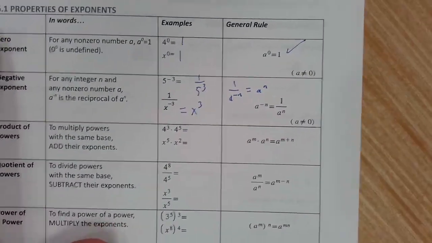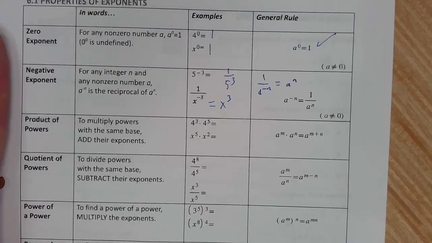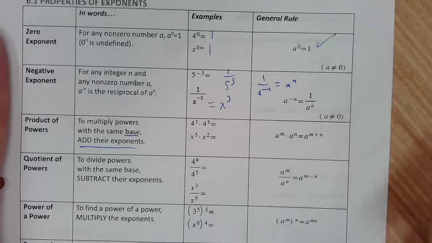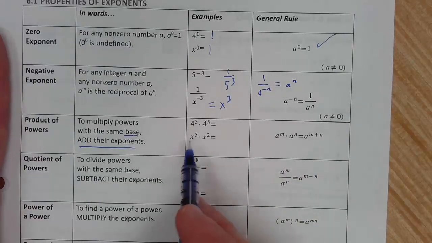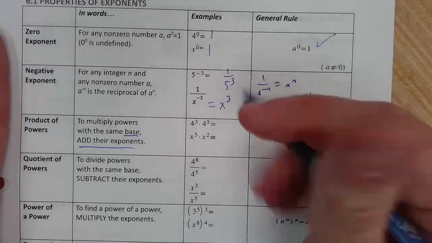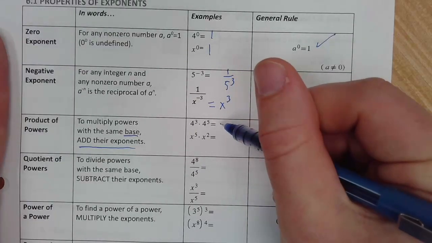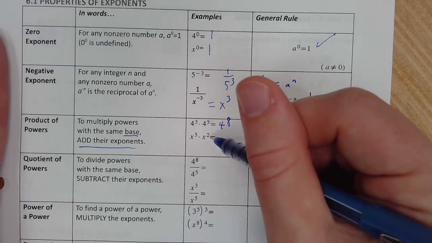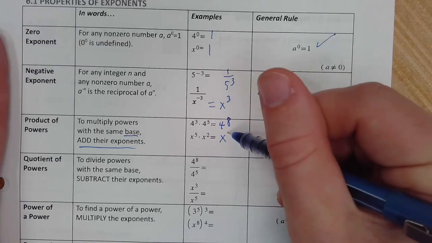Okay? All right, product of powers. So when the base is the same, we're able to combine the product of powers by adding their exponents. So for example, a to the m times a to the n is a to the m plus n. So 4 to the 3 times 4 to the 5, that would be 4 to the 8, because 3 plus 5 is 8. 5 plus 2 here, x to the 7.